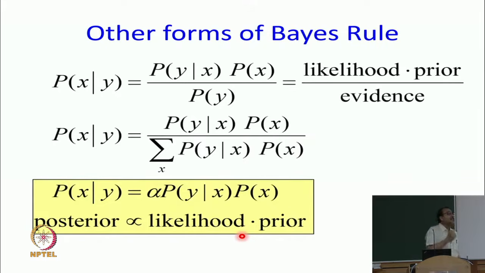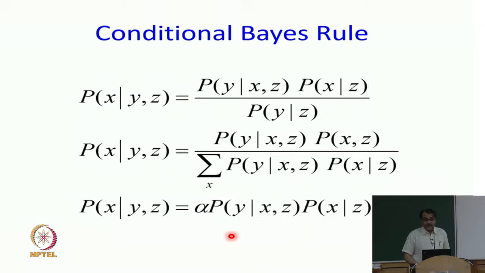And we can also have conditional Bayes rule, which basically says that if I additionally give you z, all these equations hold. So, x given y comma z is equal to y given x comma z times x given z divided by y given z. So, you can put given z in everything, and that is called the conditional Bayes rule.